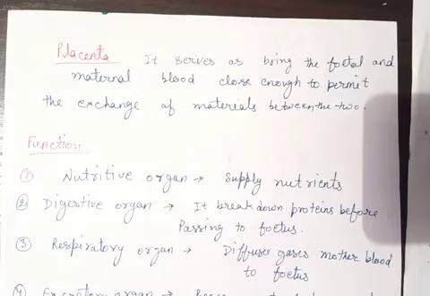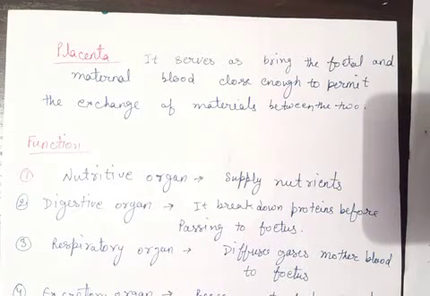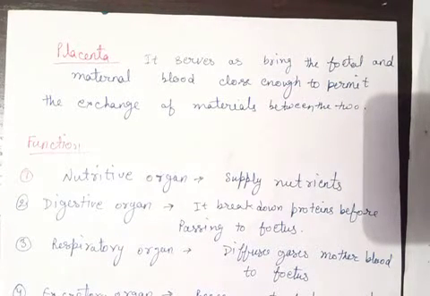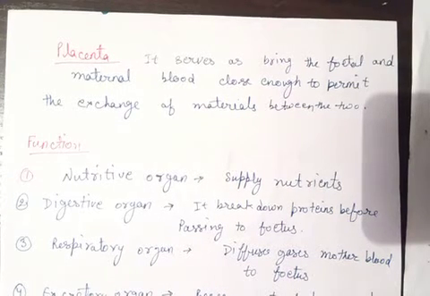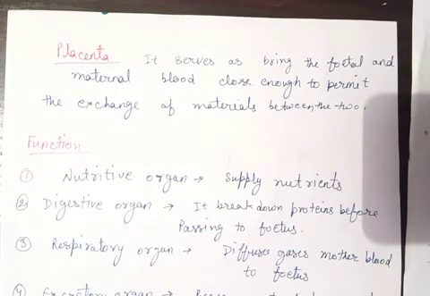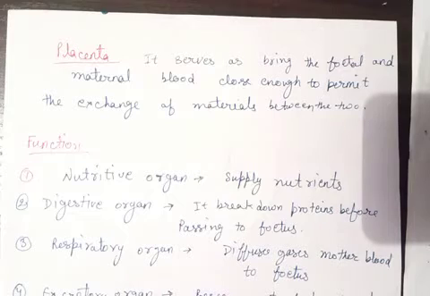After the germ layers, some changes occur inside the embryo, that is organogenesis. Organogenesis means formation of the organs. After the formation of germ layers, all three germ layers differentiate to form different organs.